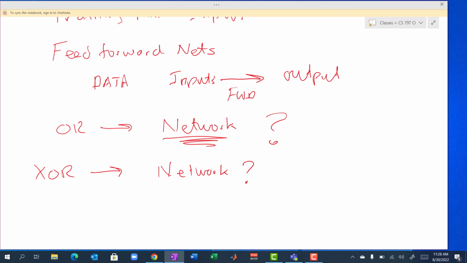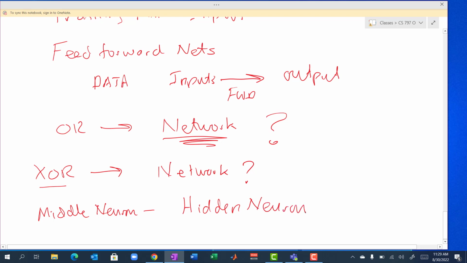Another terminology that we need to talk about is that middle neuron for the XOR is called a hidden neuron, because it's not an input and it's not an output. So it's hidden in the middle of the network. So that's another terminology that we need to keep track of.